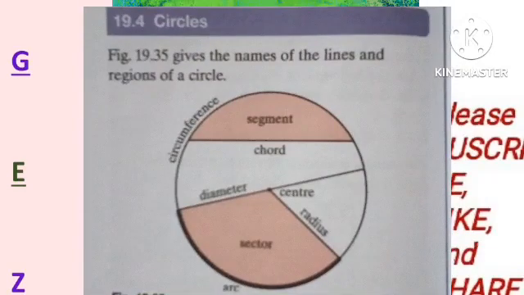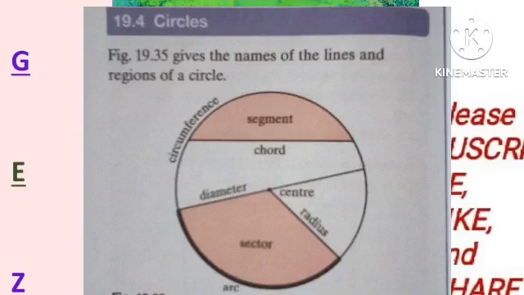Circles are special because they have some special names attached to their parts. So let's give the names of the lines and the regions of a circle. The line that bounds the entire circle is called the circumference. Then a region bounded by a chord and an arc is called a segment. You can see that the arc is also a portion of the circumference, and a chord is a line that joins any two points on the circumference together.